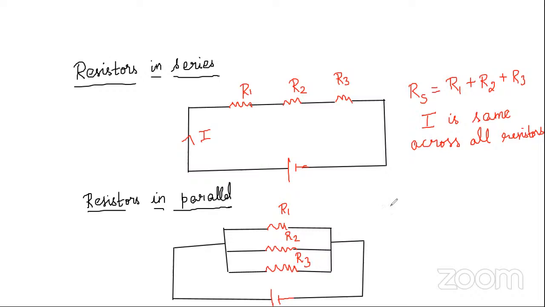So how will you calculate the net resistance of this circuit? That is 1 by R suffix P. R suffix P is the total resistance of the resistors in parallel combination. So 1 by R1 plus 1 by R2 plus 1 by R3. So like this, you need to find out the total resistance value. So for resistors in parallel combination, you have to apply this kind of formula.